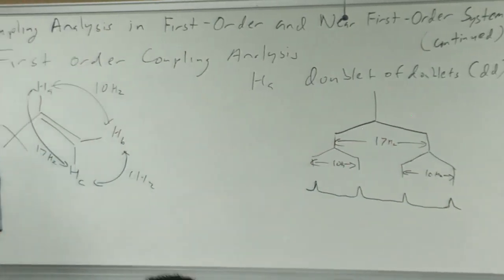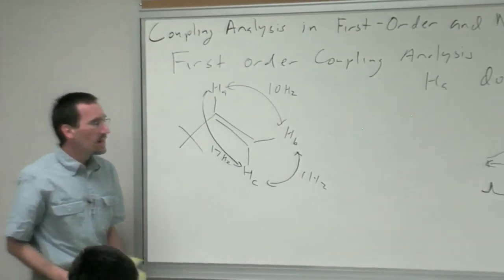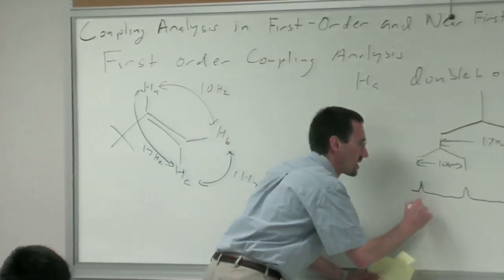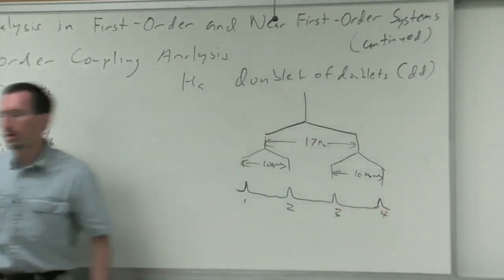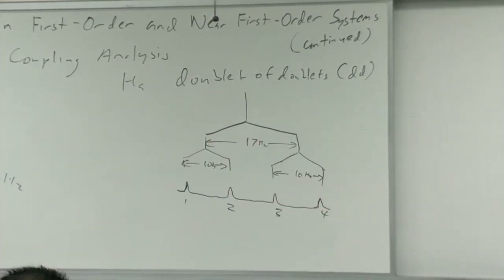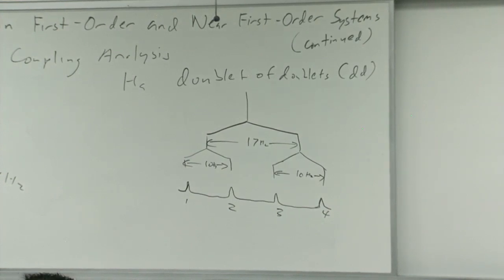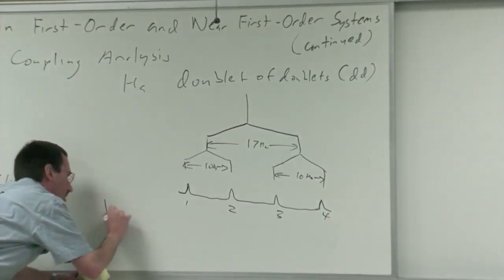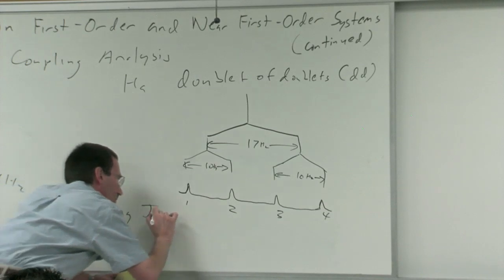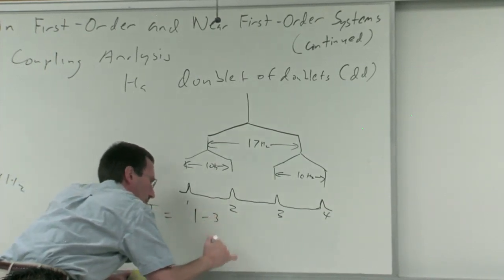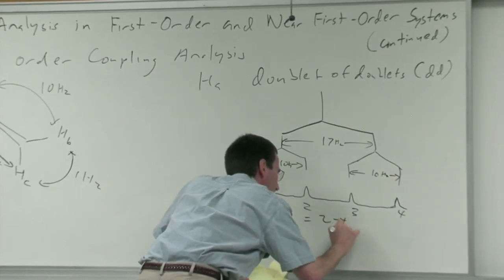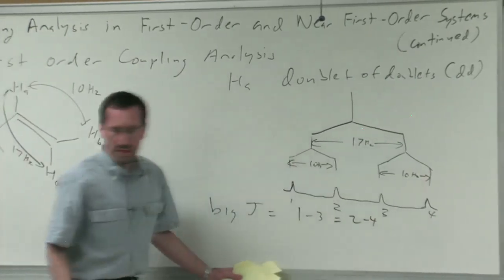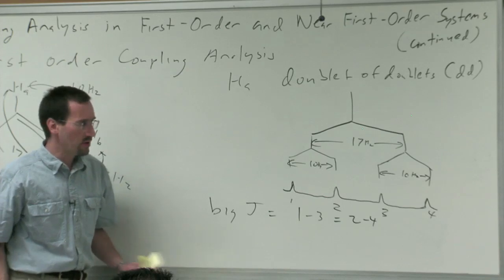Like so. And if I call these lines 1, 2, 3, and 4, and we see such a pattern, we see a doublet of doublets, our big J is always going to be 1 minus 3, and that's going to be the same as 2 minus 4 within the limits of experimental error.